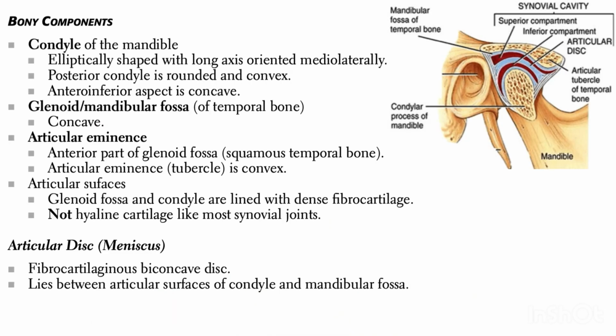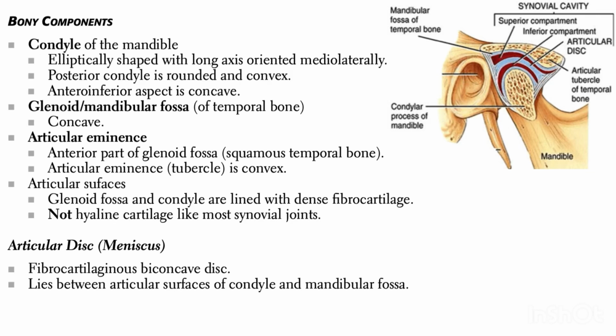So let's talk about the bony components of TMJ. The first bony component is the condyle of the mandible. Now, this is elliptical in shape. The long axis runs mediolaterally. Remember, the posterior portion is rounded and convex, while the anteroinferior aspect is concave in shape.